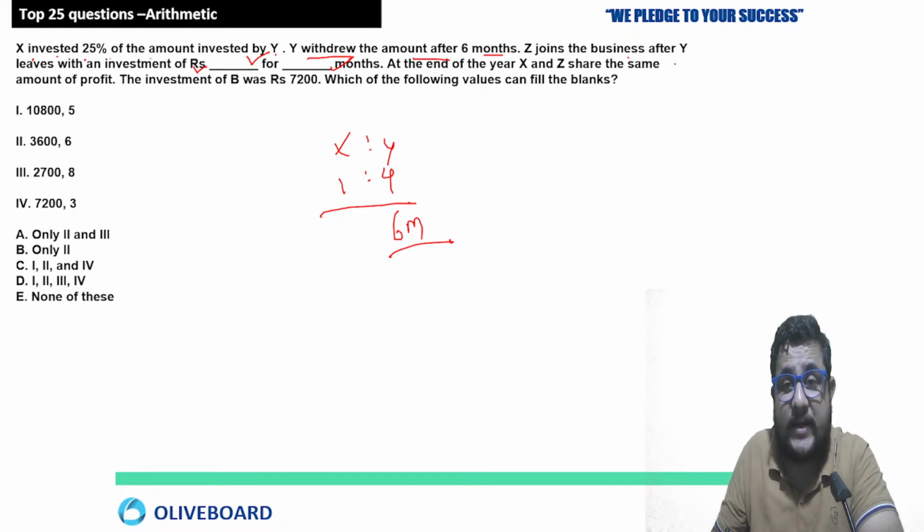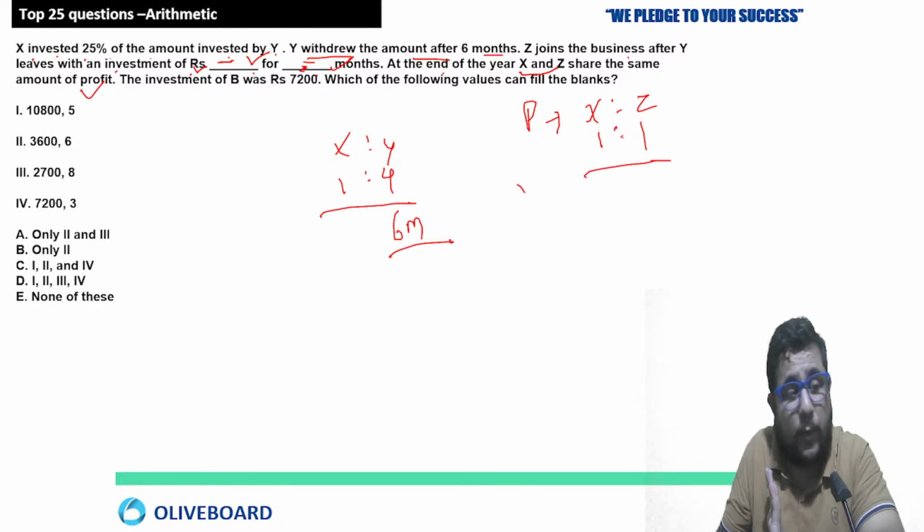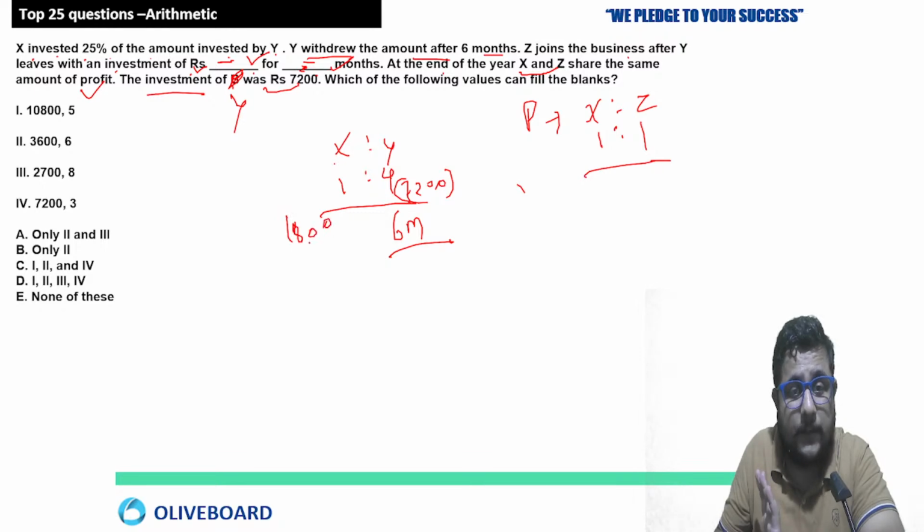Z joins the business after Y leaves with an investment of rupees this for these months. So about Z, nothing is given. Investment and time, both we need to calculate for Z. At the end of the year, X and Z share the same amount of profit, meaning the profit ratio of X and Z is 1:1. Remember this point. The investment of Y was 7200. If Y invested 7200, then X will invest 1/4, which means 1800.